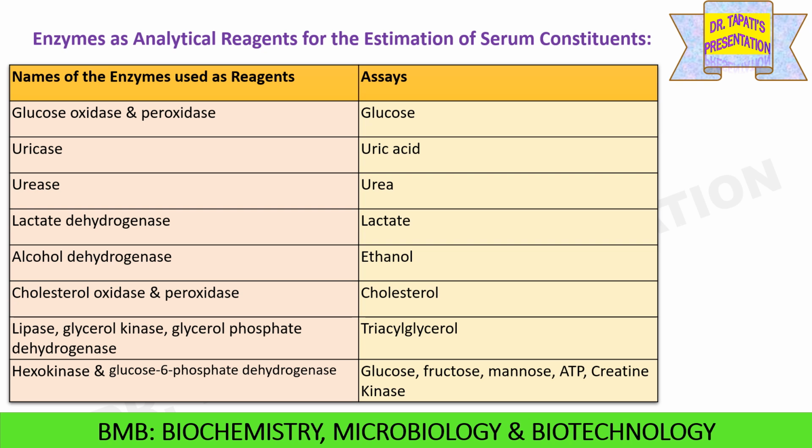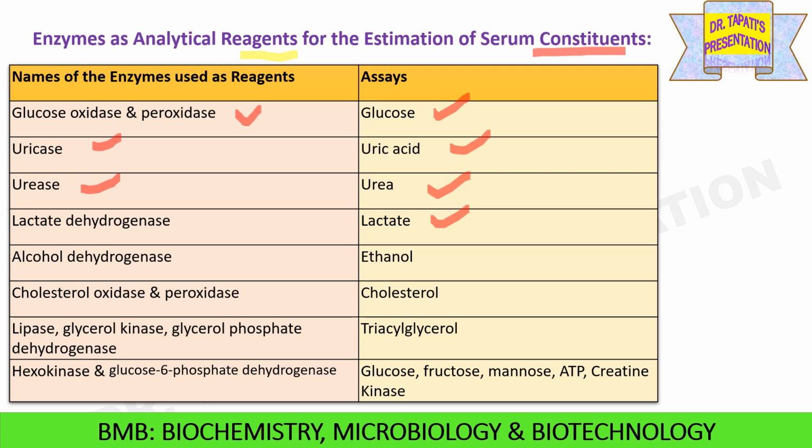Enzymes are also widely used in clinical laboratories as reagents for the estimation of serum constituents. Glucose oxidase and peroxidase enzyme activities are measured in order to estimate glucose content present in serum. Uricase and urease enzyme activities are measured in order to check uric acid content and urea content present in serum. Lactate dehydrogenase enzyme activity is estimated in order to measure lactate content present in blood.